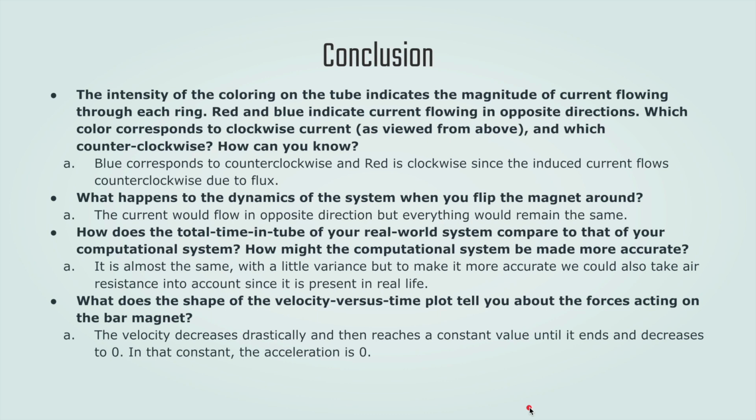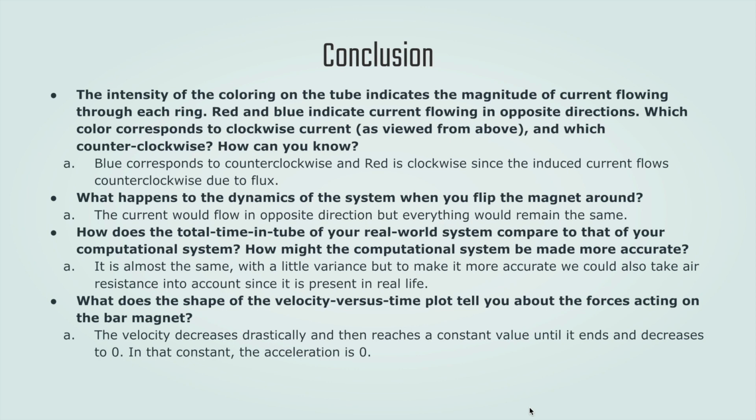For the conclusion: the intensity of the coloring on the tube indicates the magnitude. Red and blue indicate different flows, counterclockwise and clockwise, and how do you know? Blue corresponds to counterclockwise and red is clockwise, since the induced current flows counterclockwise due to flux. What happens to the dynamics of the system when you flip the magnet around? The current would flow in the opposite direction, but everything else, like the magnitudes and the values, would remain the same, just in opposite directions.